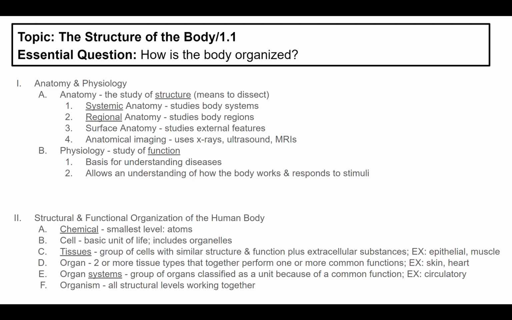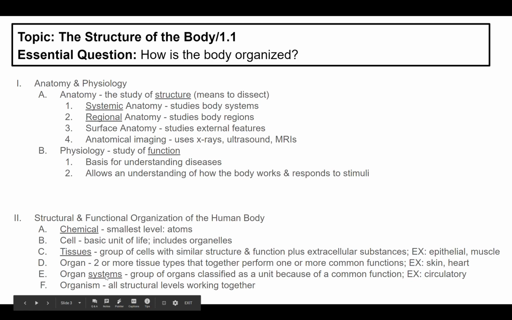Then when you get a bunch of tissues working together, you get the next level called an organ. Those are two or more tissue types that perform one or more common functions. So your skin is made up of some epithelial tissue and some connective tissue. So there's two different tissues working together to do a specific thing. Your heart is made of muscle tissue and connective tissue to help it do its job. So all of the organs that we're going to be talking about have two or more tissue types that work together. And then when you have a bunch of organs working together, you get an organ system.